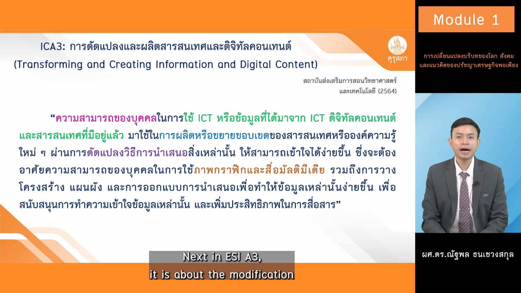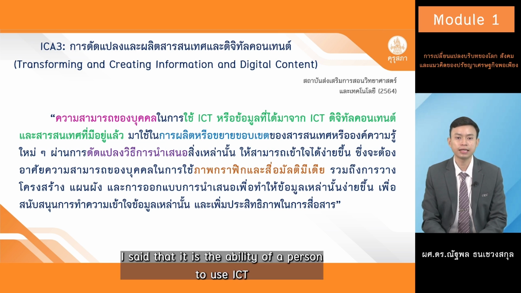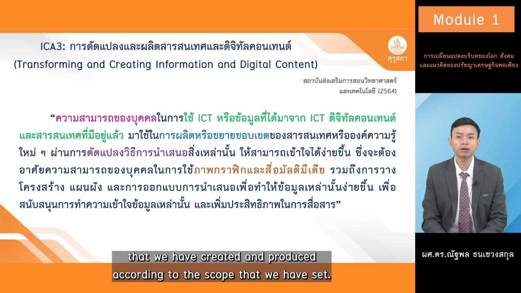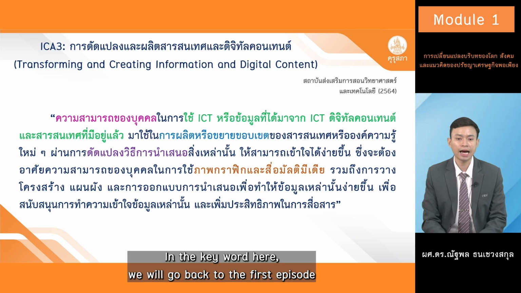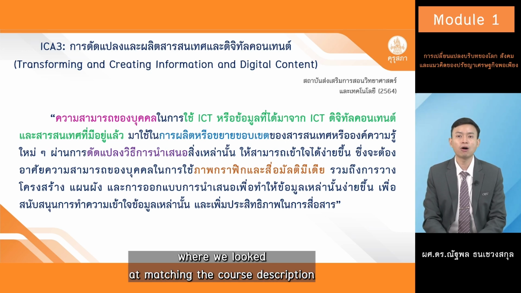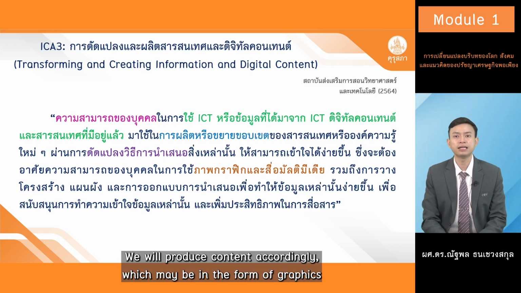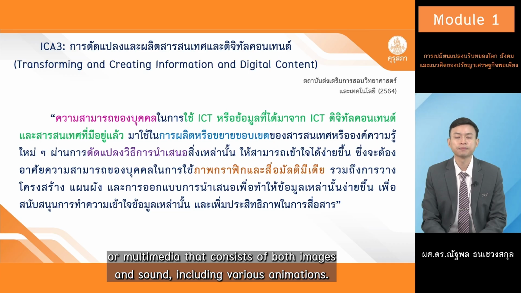Next in ICA 3, it is about the modification and production of information and digital content. IPST said that it is the ability of a person to use ICT or information obtained from ICT that is digital content. It already exists or is something that we have created and produced according to the scope that we have set in the keyword. Here we will go back to the first episode where we looked at matching the course description and then defined the scope or our learning unit. We will produce content accordingly, which may be in the form of graphics or multimedia that consists of both images and sound, including various animations.